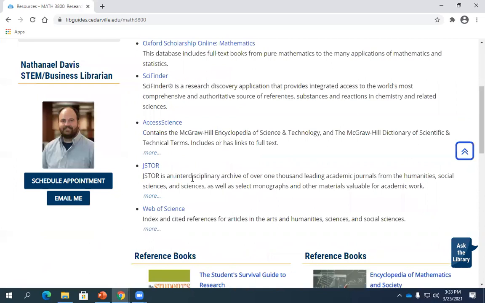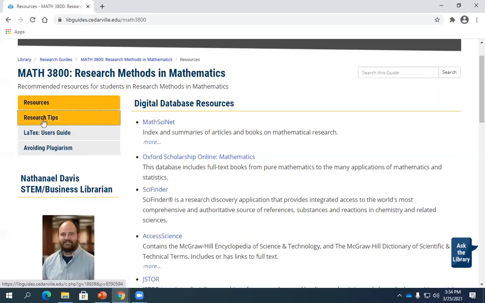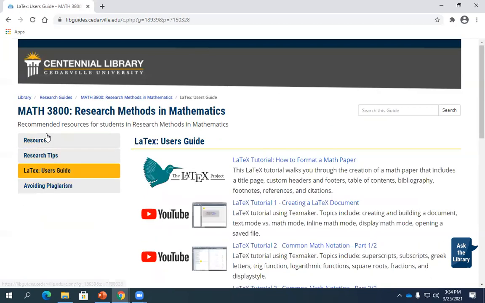A lot of JSTOR articles are available for free. This one that I gave you is definitely free because it's almost 60 years old, okay? But JSTOR is another place where a lot of mathematics scholarship appears. He has some stuff on research tips. There's also a little section on avoiding plagiarism, which is interesting. And then there's actually a LaTeX user's guide in here.